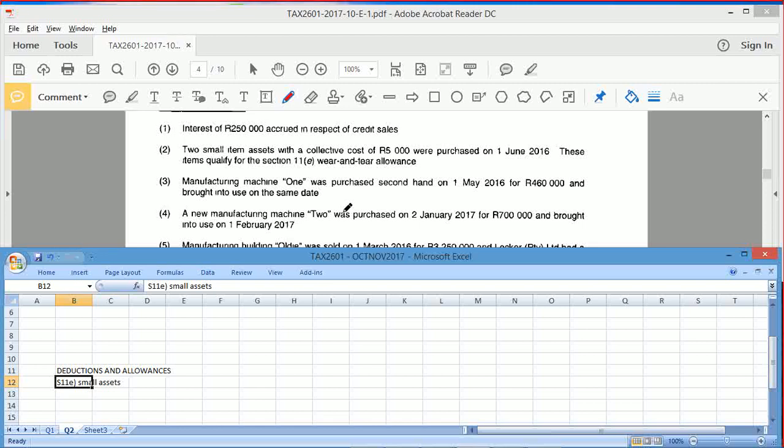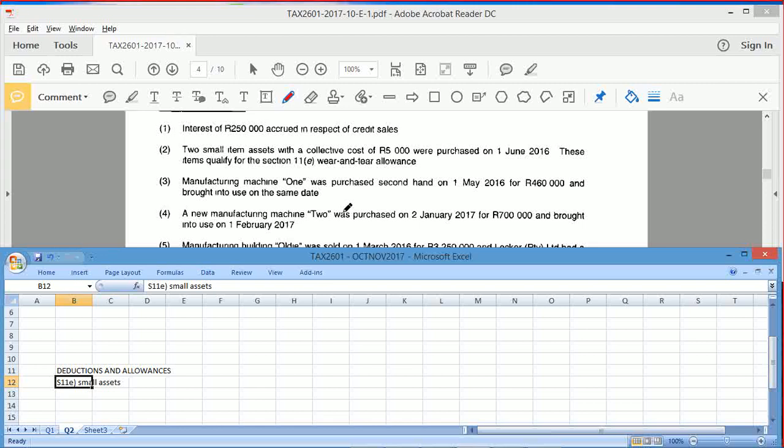Because if you look at the end of the question paper, there are writing off years and periods and whatever. But for these two small items, it doesn't say anything. So I wasn't sure, are we supposed to guess which items it is?